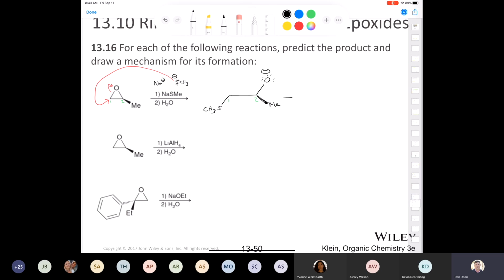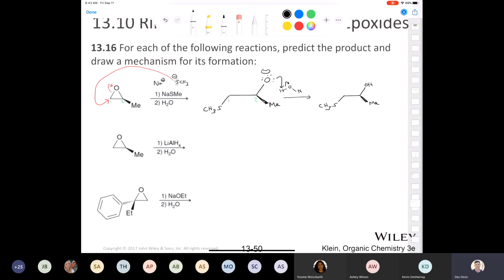And then in the next step is the proton transfer. We could even draw that out, like that. Okay, we do proton transfer. And then we end up with this beautiful product, this alcohol. Put our methyl group here, like this. We have our sulfur and our methyl, and there's the final product. All right. Let's try the next one.